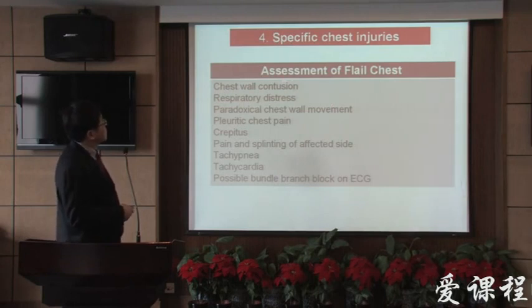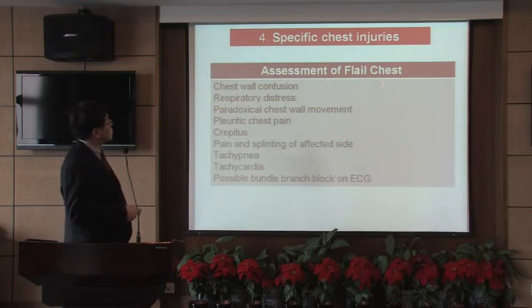The most important is an assessment of the flail chest. So we should know the chest wall contusion, respiratory distress, paradoxical chest wall movement, chest pain, crepitus, pain, and splinting of the affected side. Signs include tachypnea, tachycardia, and possible bundle branch block on the ECG, also called EKG.